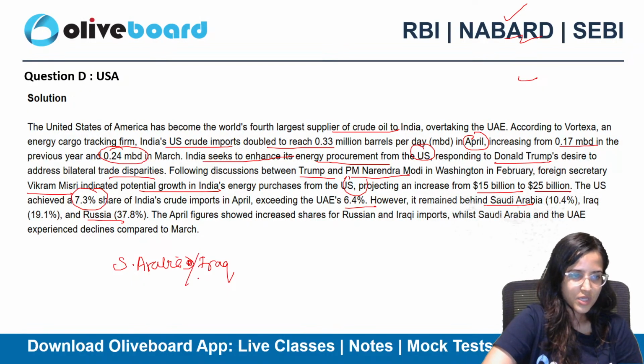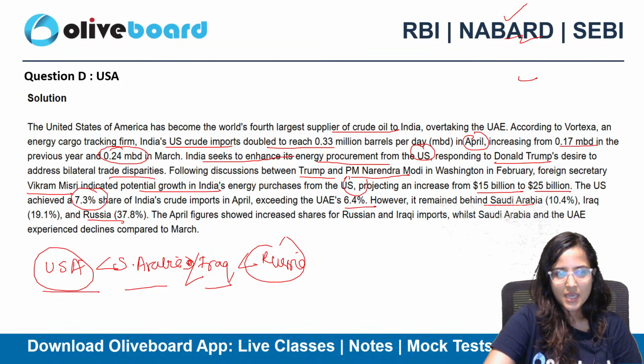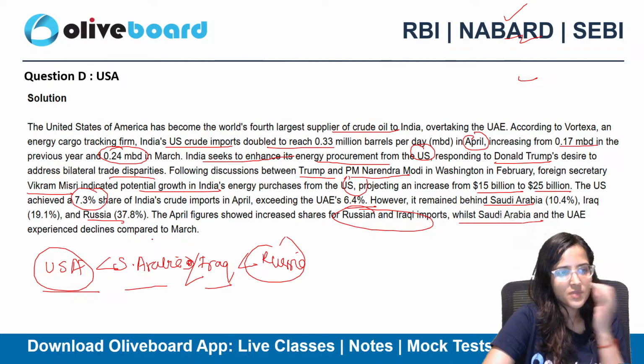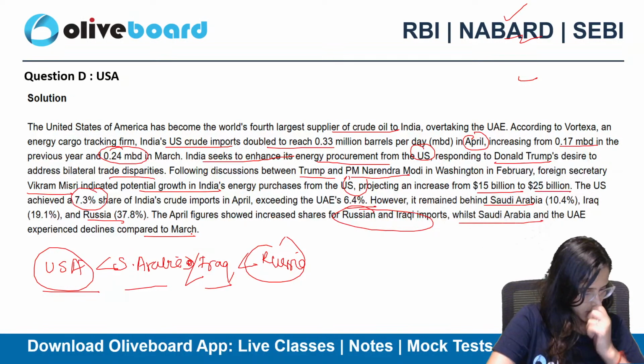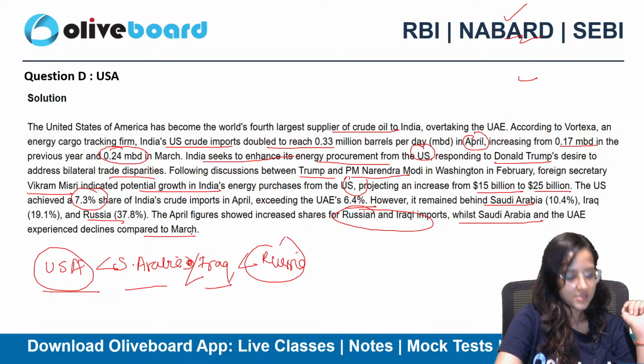Sorry, we have Saudi Arabia, Iraq, Russia, okay, and then US. Okay? So, maximum from Russia, then Iraq, then Saudi Arabia, then US. Okay, the April figures showed increased shares for Russian and Iraqi imports, while Saudi Arabia and UAE experienced declines compared to March. So, Jeevan, it is not Russia, it is USA. Rahul, it is USA. Okay? Rahul gave me USA only as the answer, right?